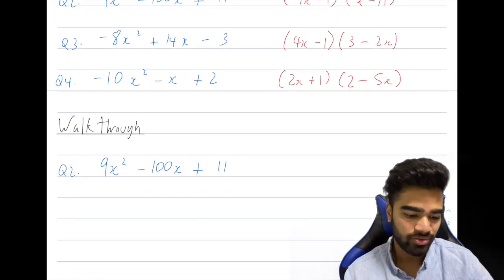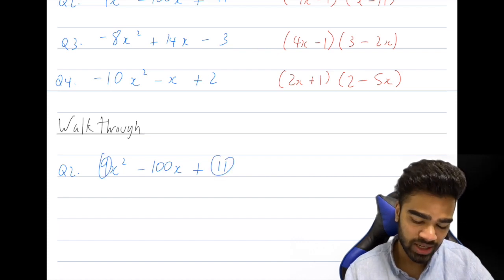So first step, 9 times 11 is going to be 99. Okay, factors of 99 that add to negative 100.